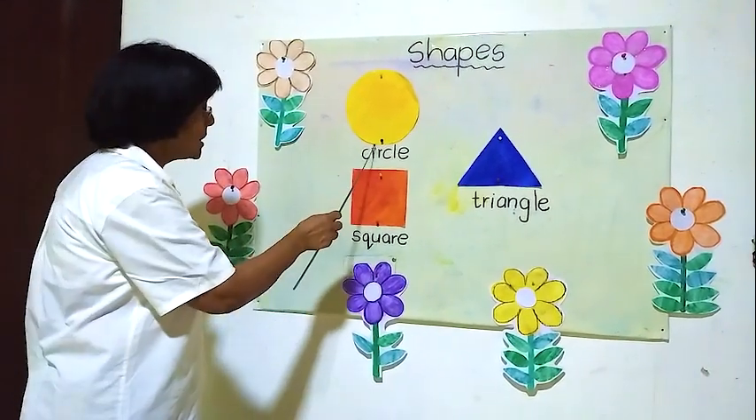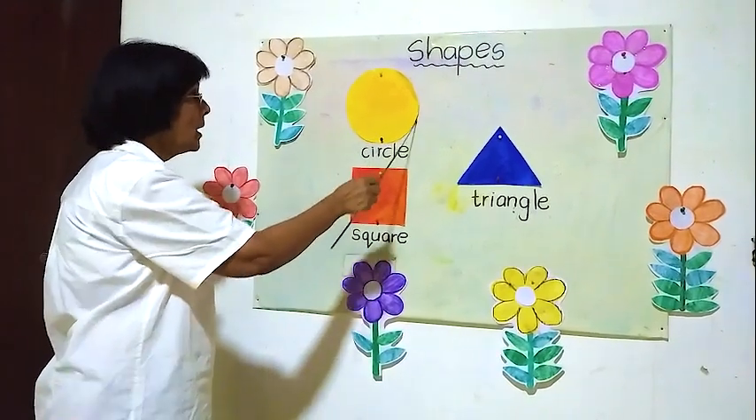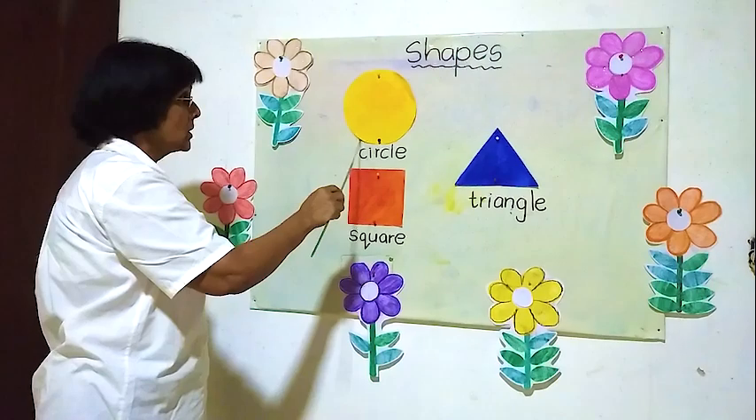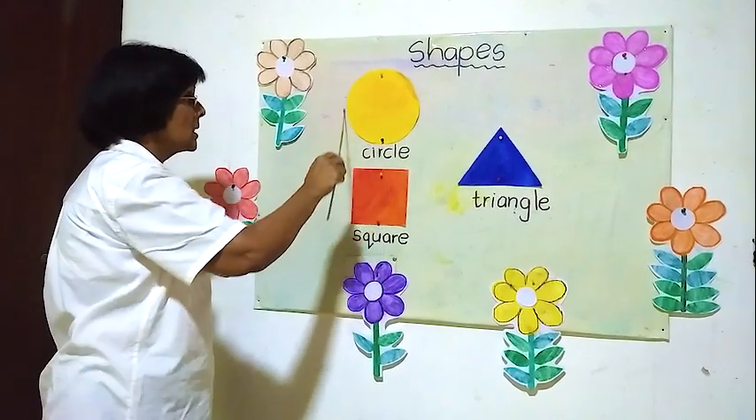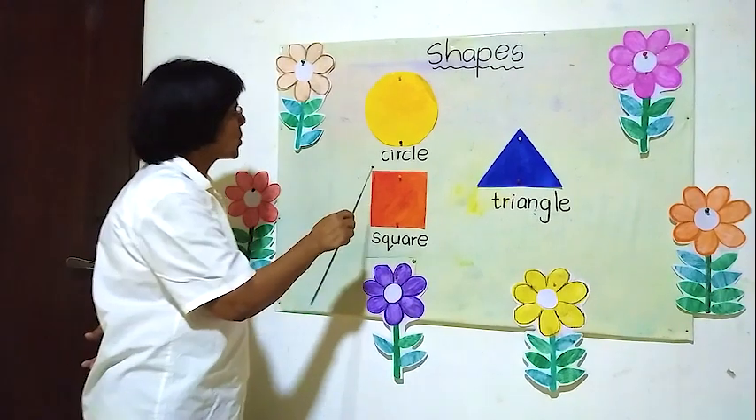Now here, this is also a circle. We call this shape circle. Circle, right? Now the next one is square.